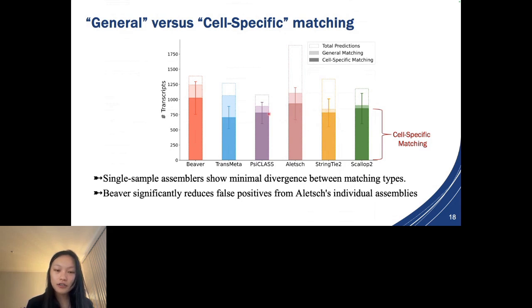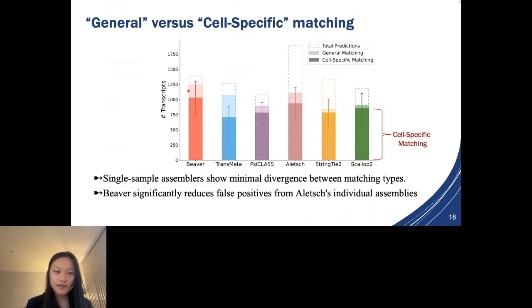Now, look at the meta-assembler, for example, ALASH. It makes many total predictions, but it has a large drop-off to its general and cell-specific matches. This indicates it can correctly assemble some transcripts by pooling the data, but also produces many false positives.